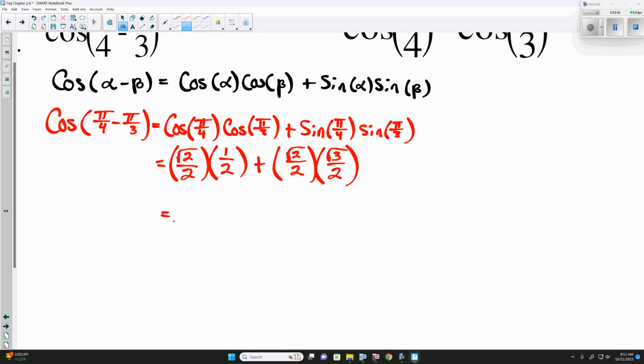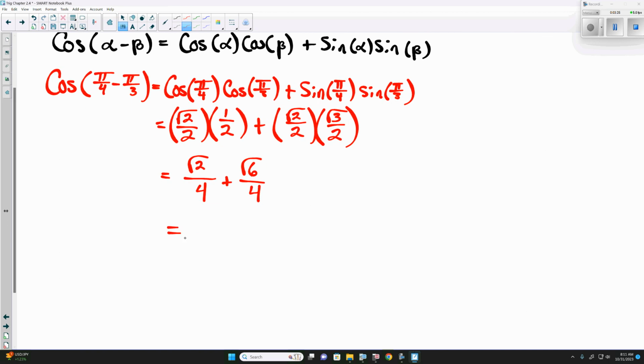At this point, we multiply together. So we do square root of 2 over 2 times 1/2, which is square root 2 over 4, plus square root of 2 over 2 times square root of 3 over 2, or square root of 2 times square root of 3 is the square root of 6, over 4. This gives us the square root of 2 plus the square root of 6, all over 4, as our final answer. And that's it. We just used the formula, plugged in alpha and beta in their respective places, simplified, and we're done.